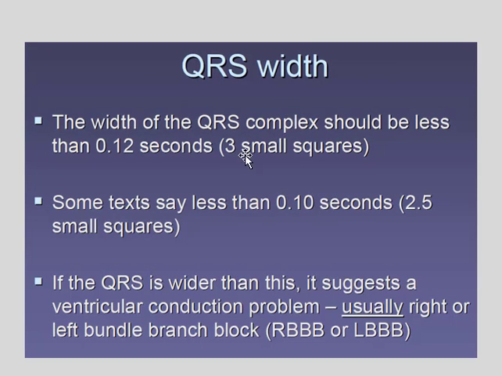The QRS width, of course, indicates block, bundle branch block in particular, if it's more than 0.12 seconds. Some books say less, but I think that is the recommended guideline. So we then have to determine whether it's a left or a right bundle branch block. We've seen two examples in this lecture.